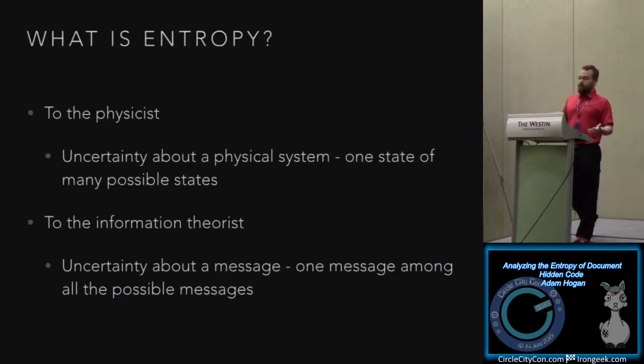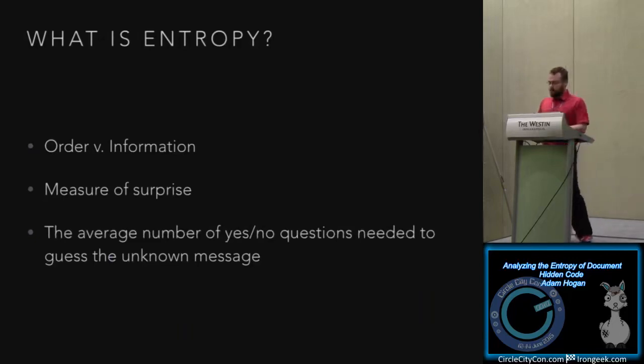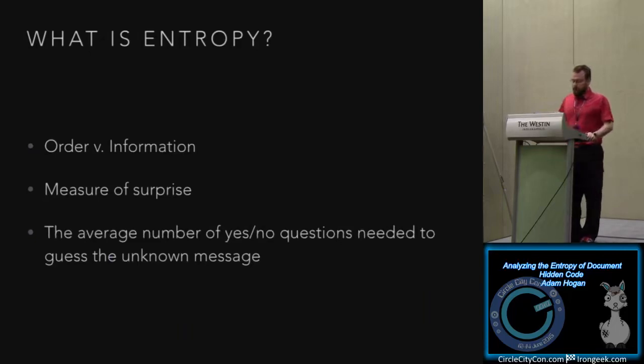Now, to an information theorist, it's not that different. Entropy is really about the uncertainty of a message. Imagine the probability of one message among all the possible messages that could be sent. When you get that down on paper, it's basically the same thing. We talk about order versus information, but they're essentially the same, because if everything's in perfect order, there's no surprise, there's no actual information being conveyed. So entropy is measuring the amount of surprise we're getting from data. How random is it?